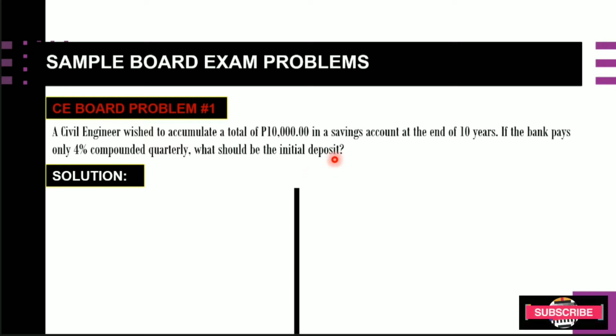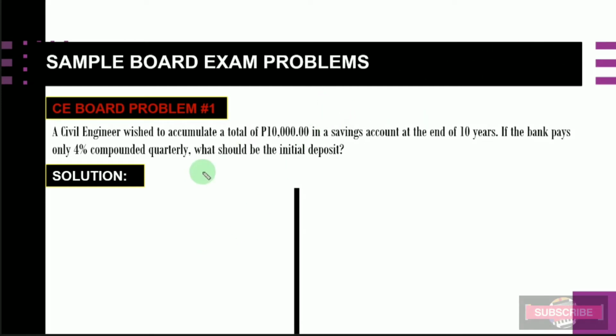Actually we have 3, but we will start with our board problem number 1. Okay, in which a civil engineer wishes to accumulate a total of 10,000 pesos in a savings account at the end of 10 years. If the bank pays only 4% compounded quarterly, the question is, what should be the initial deposit?